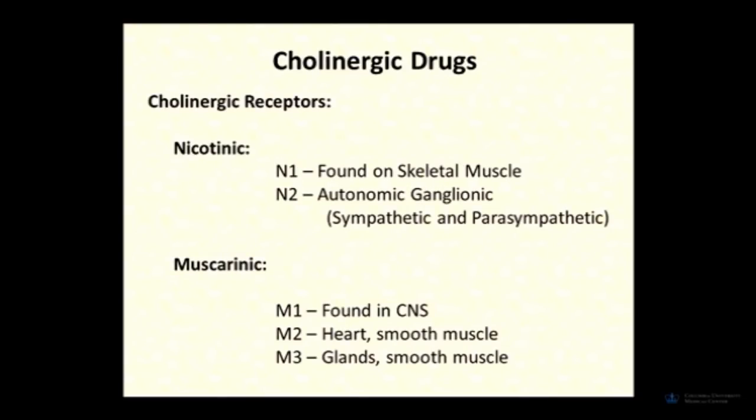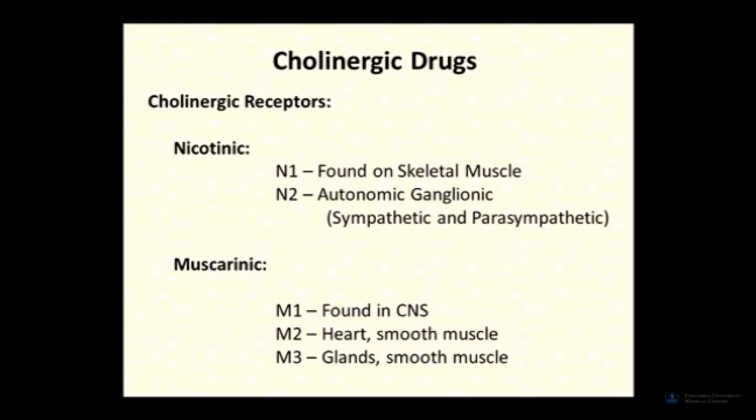So, talking about cholinergic drugs, let's take a look for a second at these cholinergic receptors that these drugs could be working on. We've got nicotinic receptors, N1, N2. N1, if you remember, were found on skeletal muscle and caused muscle contraction when acetylcholine bound to them. N2 receptors are found in the autonomic nervous system in both the parasympathetic and sympathetic system. So the N2 receptors are found in both.